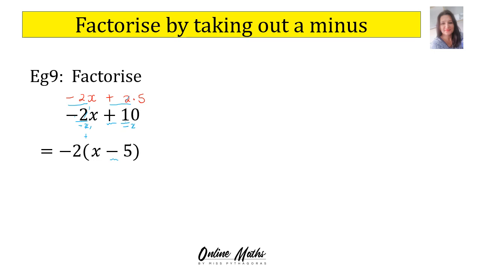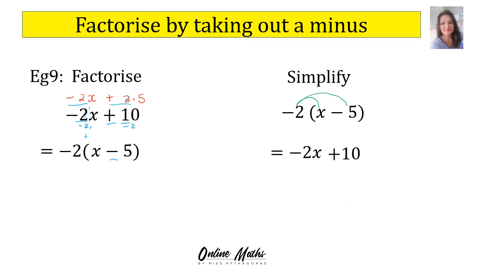So again, on the right hand side, let's just check whether we were right. So there's what our factors are. We quickly multiply them back. We say negative 2 times x is indeed negative 2x, and negative 2 times negative 5 is indeed plus 10. So we can also take out a number as a factor as well as a negative.